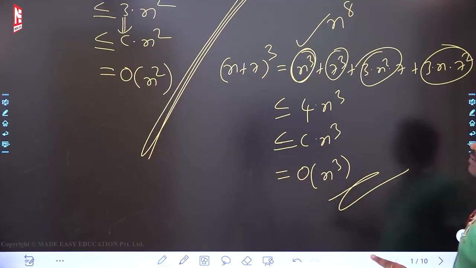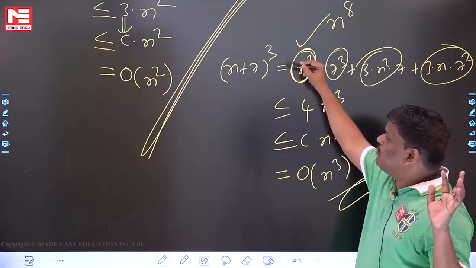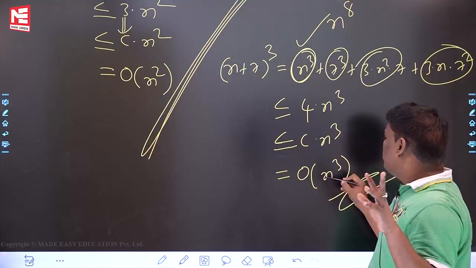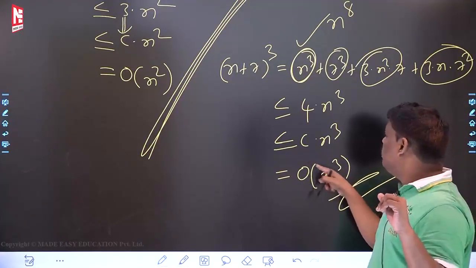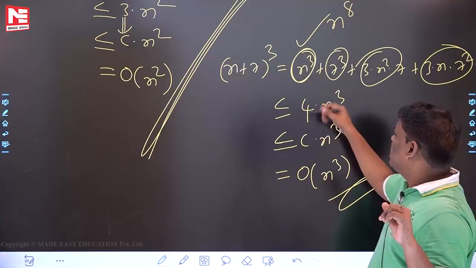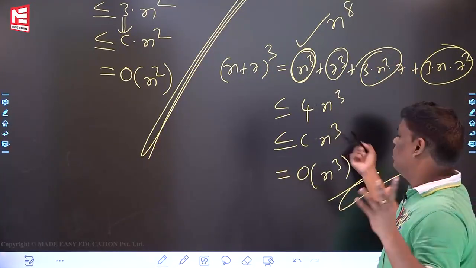Now I think it is the correct time to ask you, please help me now. (n plus 7) whole cube is, right, big O of n cube. Is it right or wrong? Yes, right. Can you say for which C value big O is possible? C value 4, right? I think totally 4 terms are there, so I wrote 4, because I have taken bigger everywhere for big O.